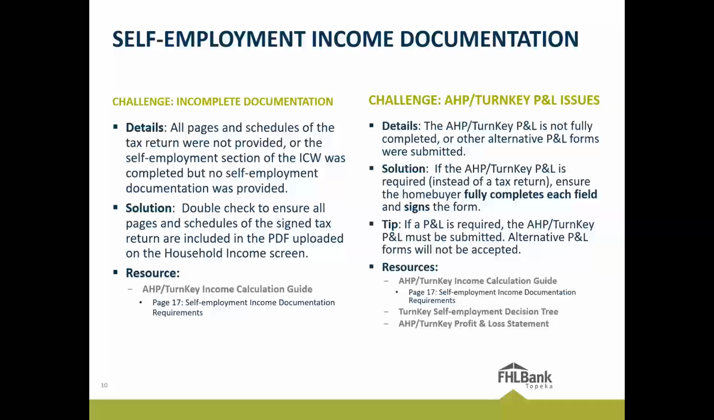One of the biggest challenges we see in regards to self-employment income is incomplete documentation. If you're providing a tax return, remember that all pages and schedules of the signed tax return must be included when you upload the income documentation on the household income screen. If the previous year's tax return is not yet filed or the self-employment started in the current year, then the AHP TurnKey profit and loss form must be completed and signed by the household member. We do not accept alternative P&L forms.